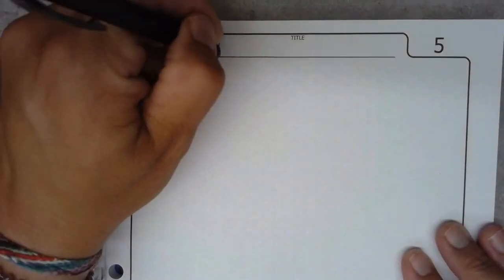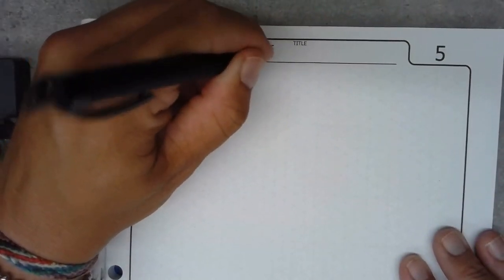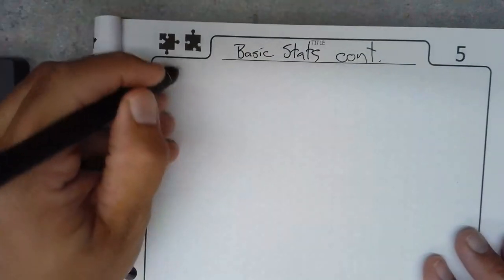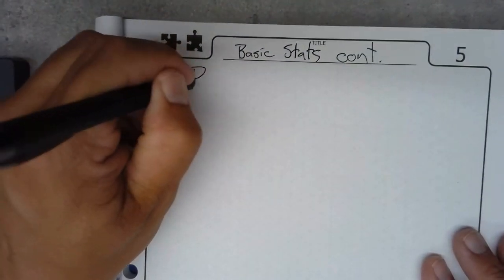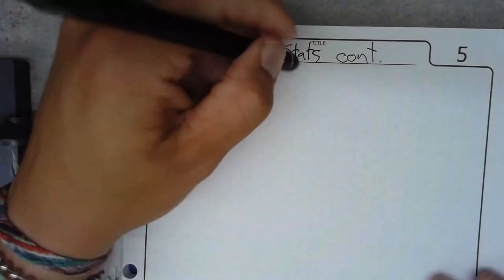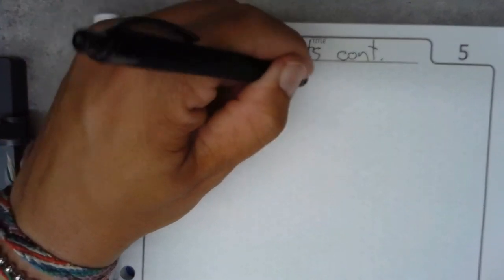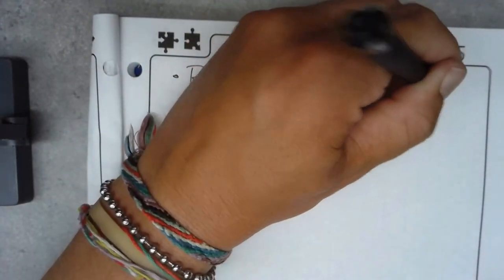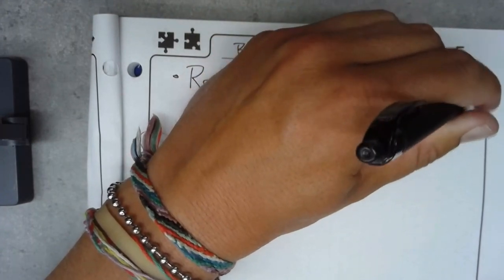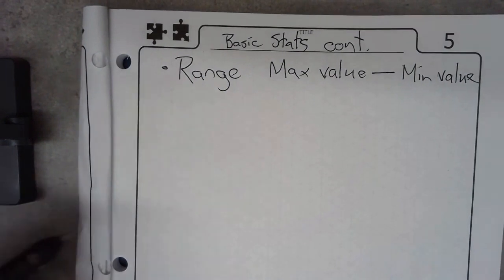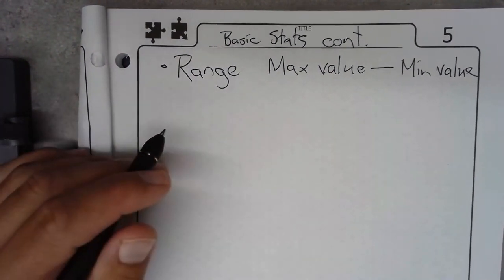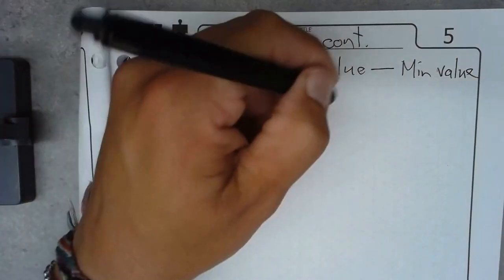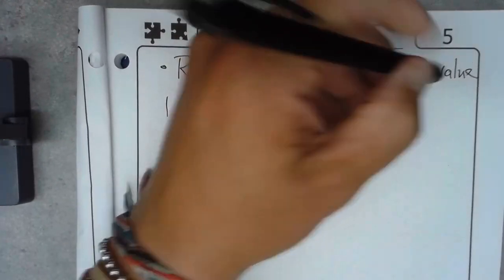All right, so basic stats continued. All right, so we have range, which is the max value minus the min value. Okay, so let's try to put the range and kind of the quartiles together. So let's say we have some data. We have 1, 3, 7, 4, 5, and 6.